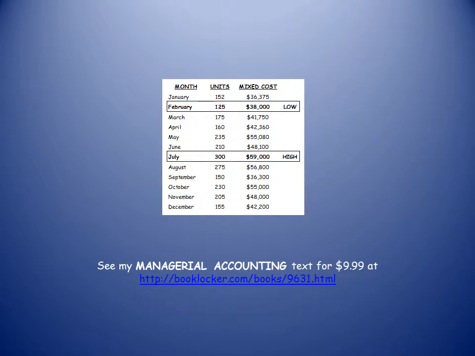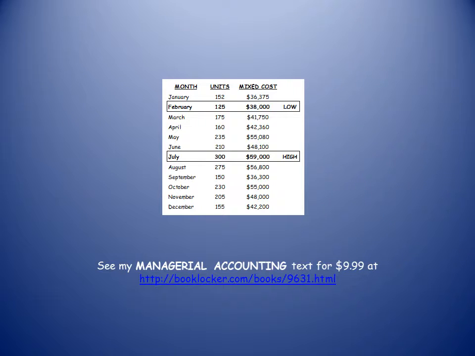This is an example. I just made it up. Units sold and the mixed cost, which I'm going to separate into fixed and variable components or into a cost equation. In February, in this particular example, I sold 125 units. That is the low. If you look at all 12 months, that is the lowest measure. The mixed cost is also relatively low, 38,000. July is relatively high, 300 units, 59,000.